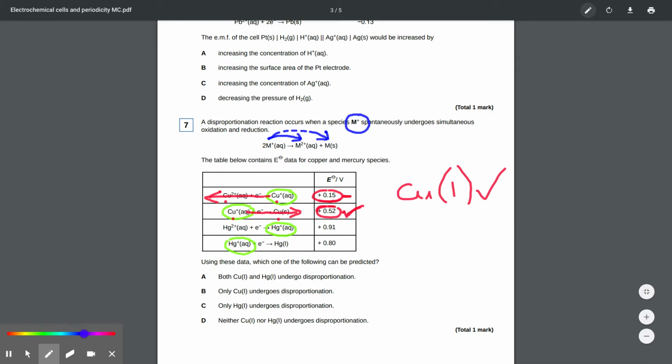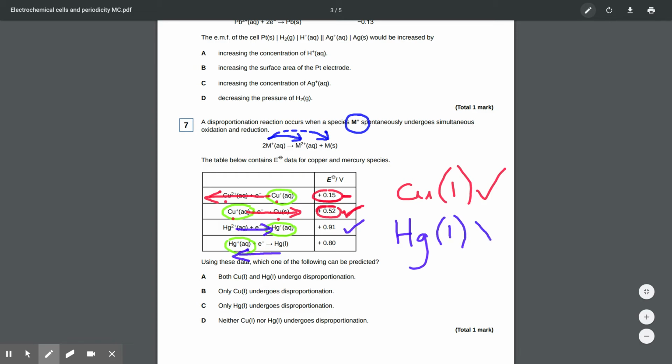Now I need to look at the mercury situation, and the voltages are the other way around this time. I don't know if they've done it deliberately, but you'll notice that the more positive one this time is actually on the top, which means that the more positive voltage will want to go forwards. This is actually going to mean that mercury 2 plus is going to want to become mercury 1 plus, at the expense of mercury 0 wanting to become mercury 1 plus as well, which means that actually in this situation, mercury 1 plus is the product of that reaction.